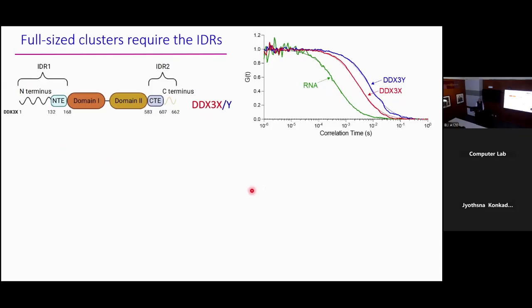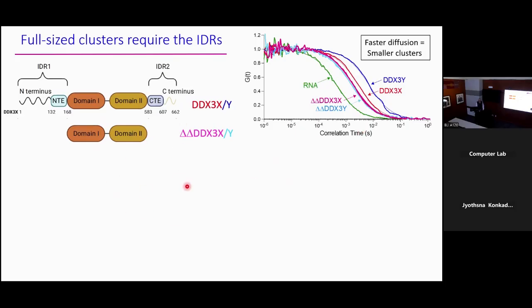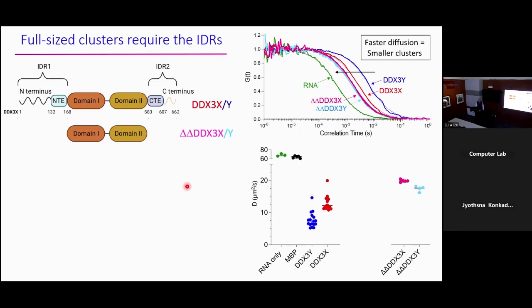So we can make what we call delta-delta, which has both N and C termini IDRs removed. So it's just the RecA-like domains of the DEAD-box proteins. And when we do the FCS experiment, what we see is much smaller groups of proteins. This is only 2 or 4 proteins bound rather than dozens here. So the size of these particles depends very much on having these intrinsically disordered domains. And we can quantify that.